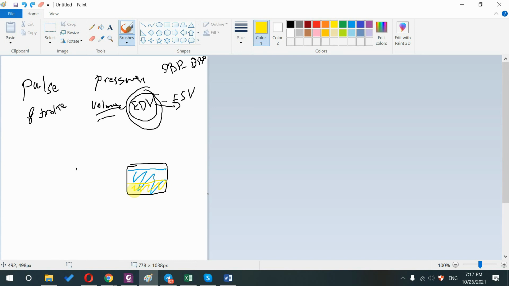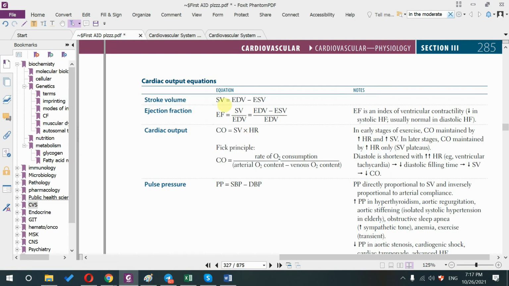Okay, so you put end diastolic volume, which is blue, minus end systolic volume, which is yellow. That would tell you about what? That will tell you about this amount, the red amount. This red amount is the amount of blood that got stroked out from the heart during that systole. I hope it makes sense. So the stroke volume is equal to the end diastolic volume minus the end systolic volume. That's the stroke volume. And yeah, I hope it makes sense. It's not that difficult of a concept.